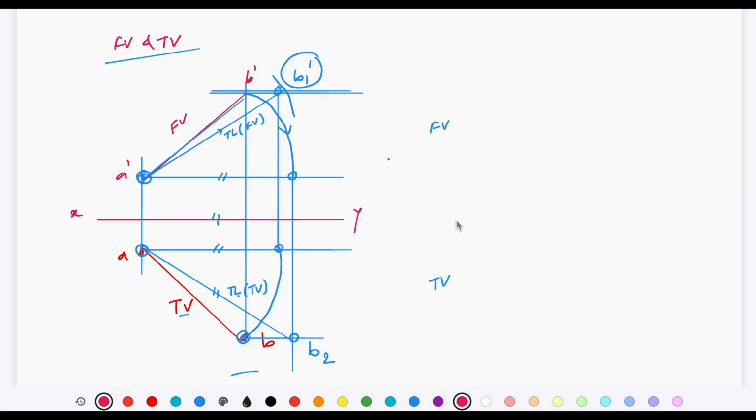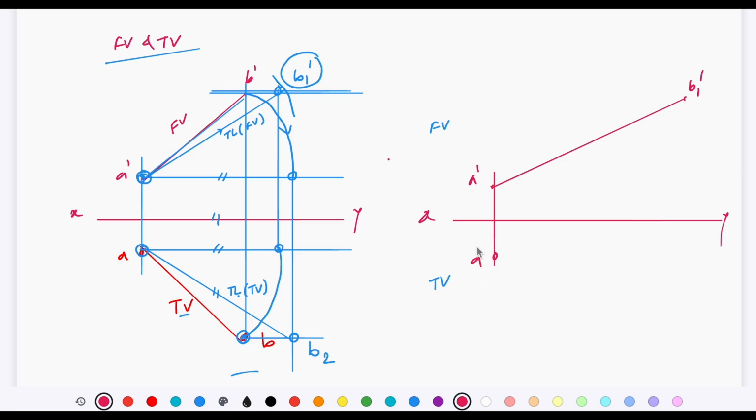Now let's talk about the another scenario when you have located true lengths. True lengths are represented by A dash, B1 dash, that is true length in front view, and similar to this one, A dash and A are always on the same projector. Let's say this is true length in top view. It is denoted by AB2.